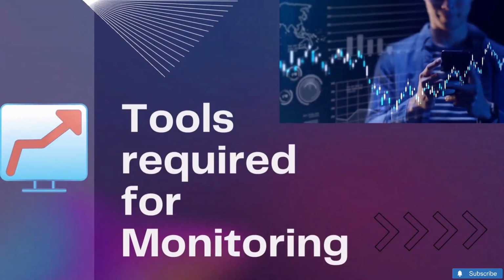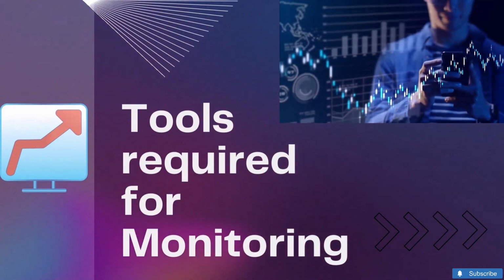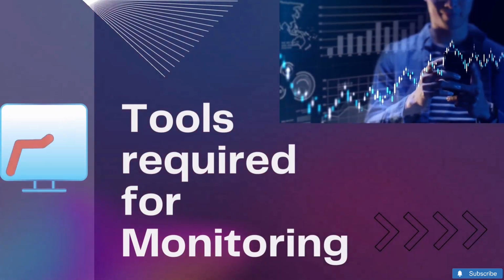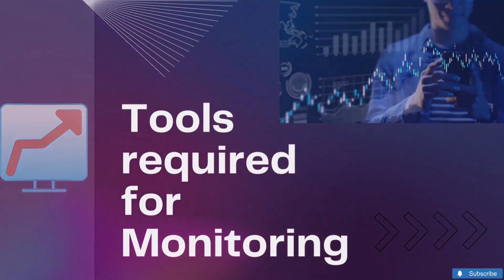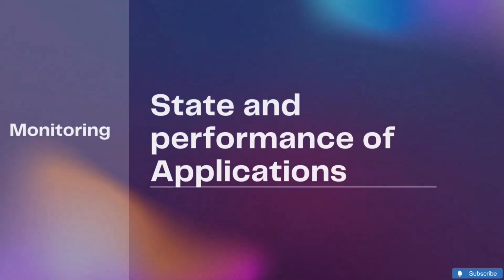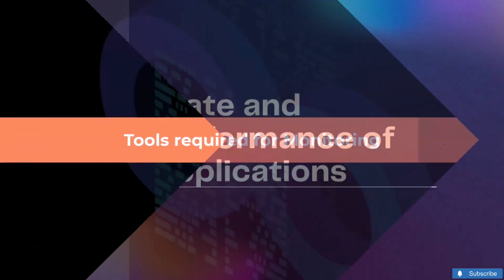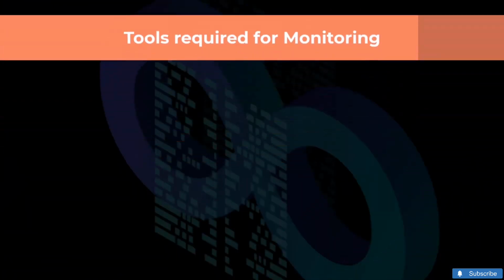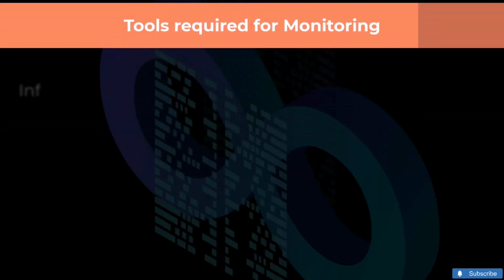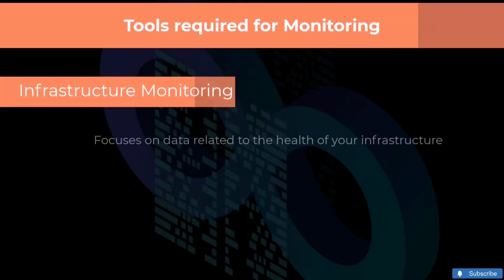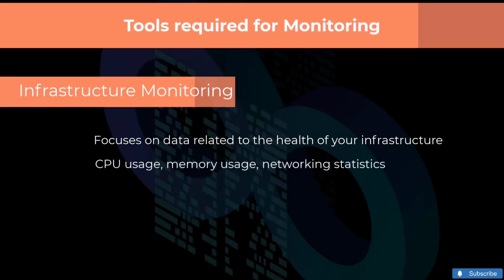Monitoring is not a new concept, and we've been doing a lot of monitoring with various kinds of tools for monitoring the state and performance of our applications. There are a couple of different types of monitoring, and some tools only cover one of those domains. One type is infrastructure monitoring. Infrastructure monitoring focuses on data related to the health of your infrastructure, things like CPU usage, memory usage, and networking statistics. These are the things that the monitoring tools will do for us.